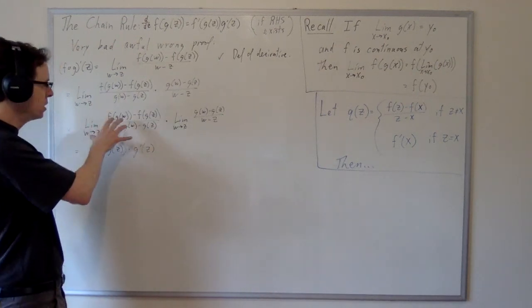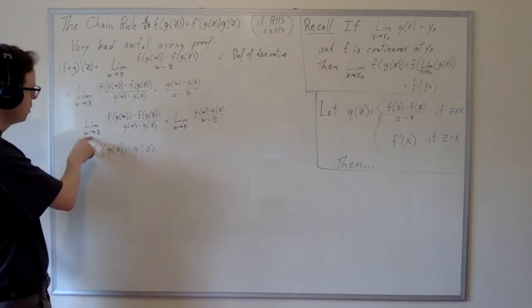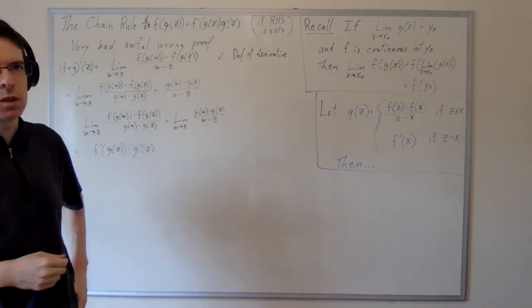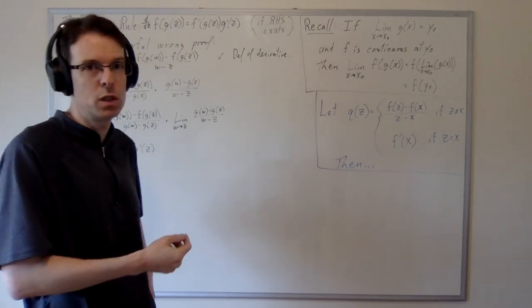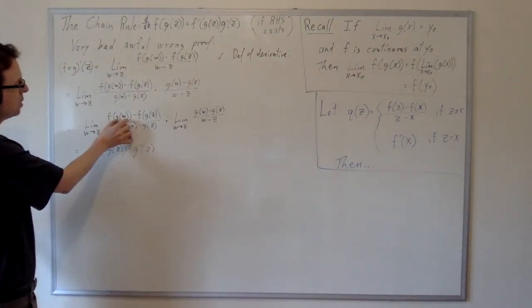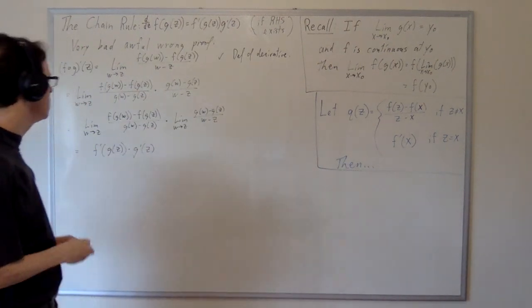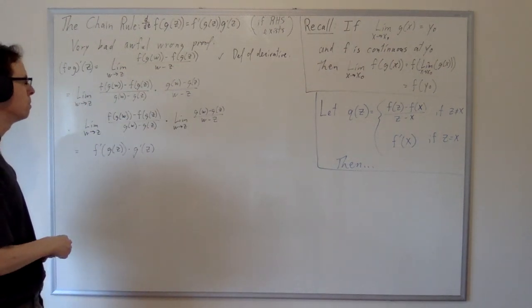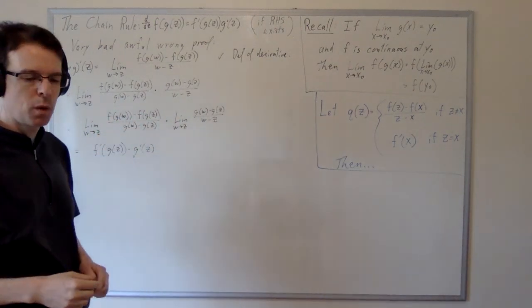Why is there a g of w instead of a w, and does it make a difference? It actually doesn't make very much difference, because as w approaches z, g of w approaches g of z. And so this g of w here is acting like a variable that is approaching g of z. So superficially, no worries, this thing will act like the derivative f prime of g of z.